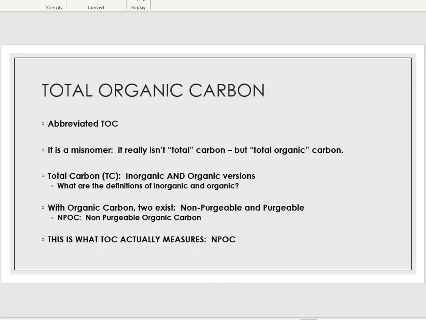So let's talk a little bit about total organic carbon. We've already talked about the abbreviation. The abbreviation is TOC, total organic carbon. And you know that's going to be a test question or an assignment question. What does TOC stand for? You know that it's coming.